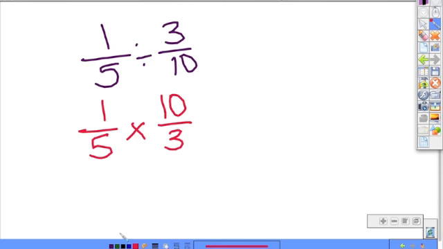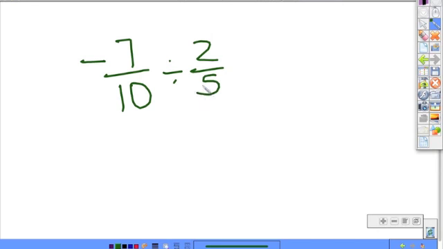Okay, do you see anything that we can cross cancel out? Reduce. We do. The 5 and the 10. 5 goes into 5 once. 5 goes into 10 twice. Now I'm going to multiply straight across. We have 1 times 2 is 2. 1 times 3 is 3. And there is your final answer. So now we're going to do one more.